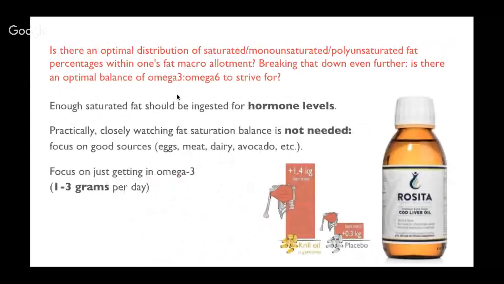Okay, is there an optimal distribution of saturated and monounsaturated or polyunsaturated fat percentages within one's fat macro allotment? Breaking that down even further, is there an optimal balance of omega-3 and omega-6?